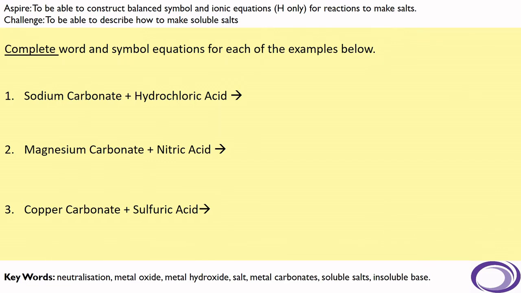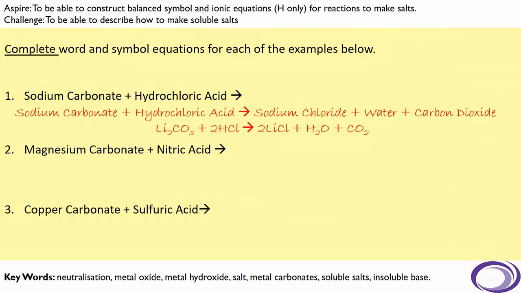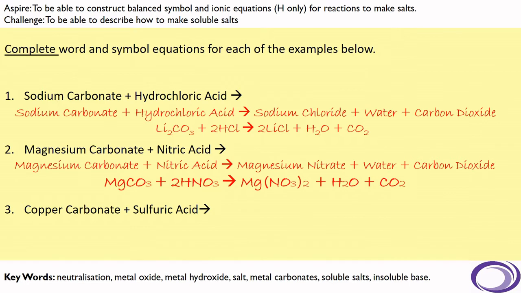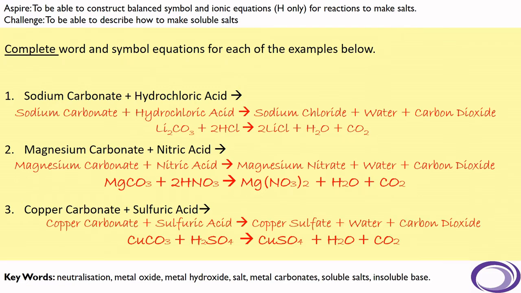So sodium carbonate and hydrochloric acid would produce sodium chloride, water and carbon dioxide. And you can see the symbol equation on the screen. Magnesium carbonate and nitric acid would form magnesium nitrate, water and carbon dioxide. And again the equation's on the screen, remember those brackets around that nitrate ion. And copper carbonate with sulfuric acid would form copper sulfate, water and carbon dioxide. And the equation's on the screen.